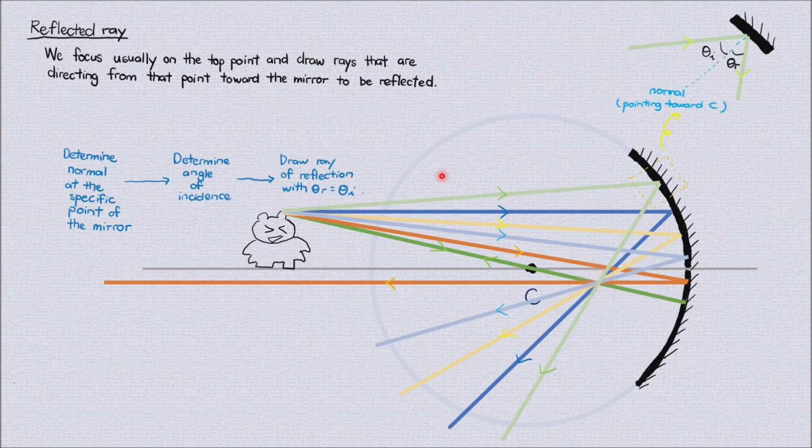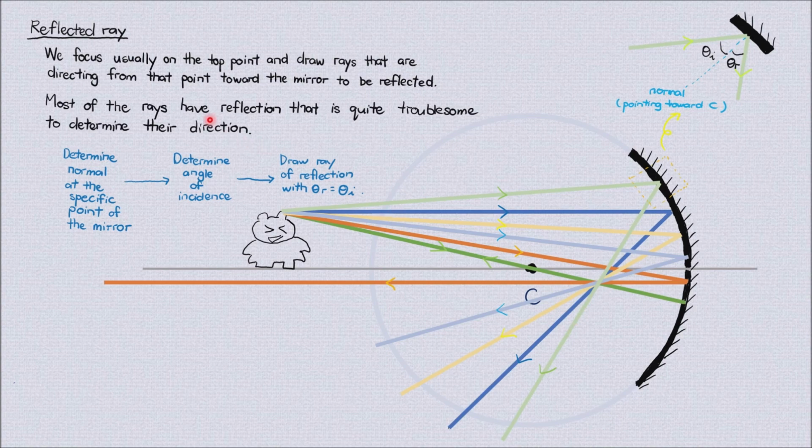Okay, so there are many lines over here, and actually the angles for these lines are not really easy to determine. Most of the rays have reflections that are quite troublesome to determine the direction of. Let's say this light green line over here. How do I know that it's reflected towards this point over here? Well, I need to do some geometry in order to know that it's getting reflected this way. For example, what I did is I drew a dotted line towards this point where it interacts with the mirror. So this dotted line represents the normal.